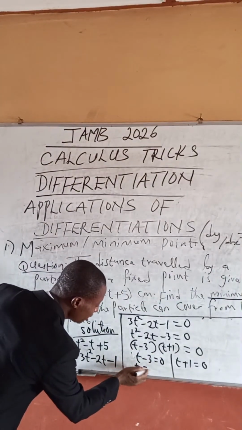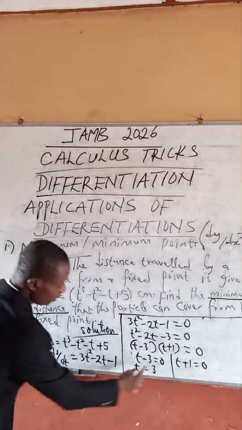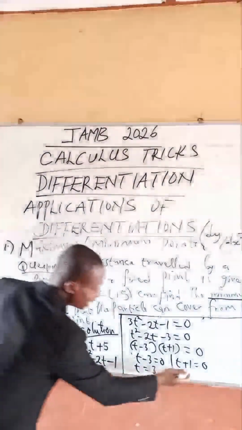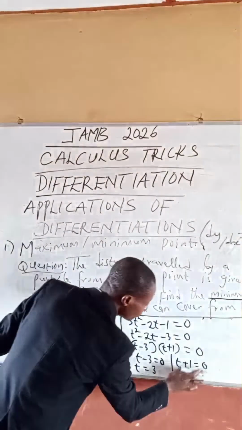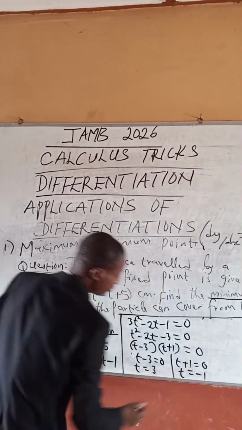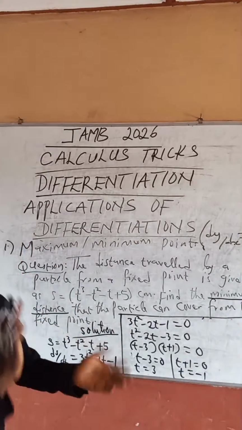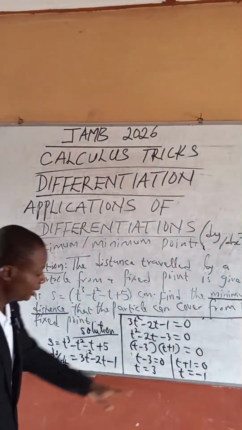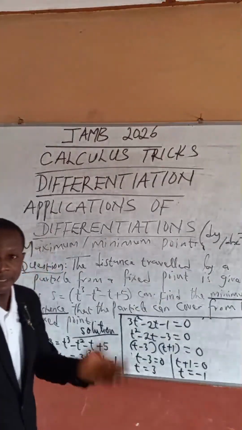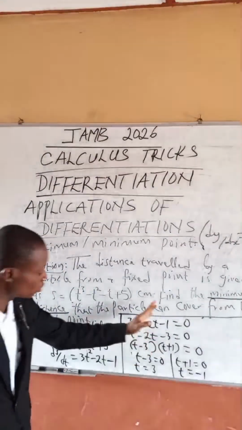We have t equals 3. If you transfer this to the other side too, we have t equals minus 1. Now let's finalize it. You know there was 3 here. Divide this by 3 and divide this by 3. That solves it. That's just the simplest way.